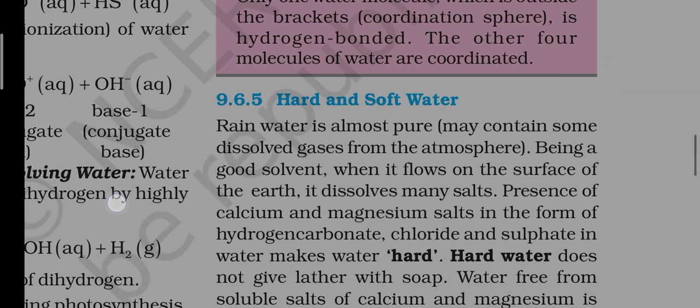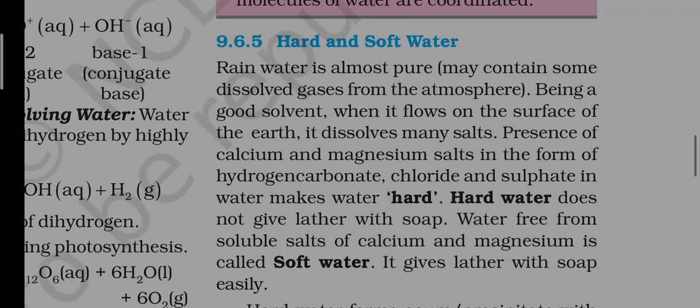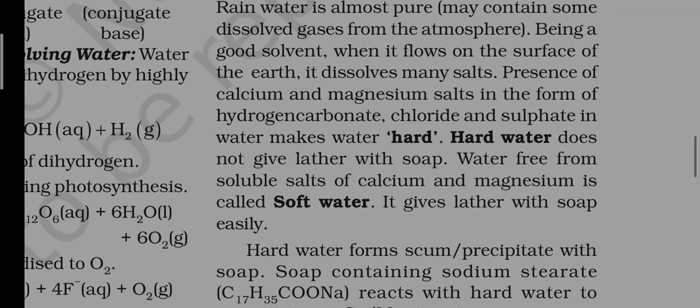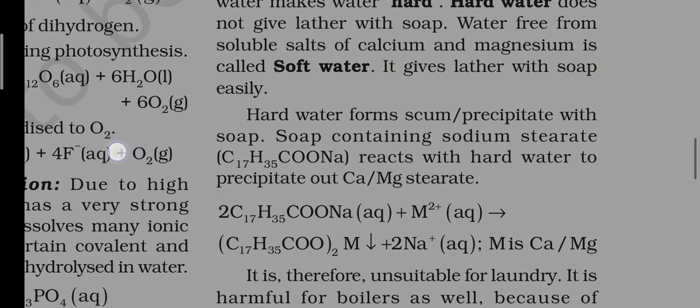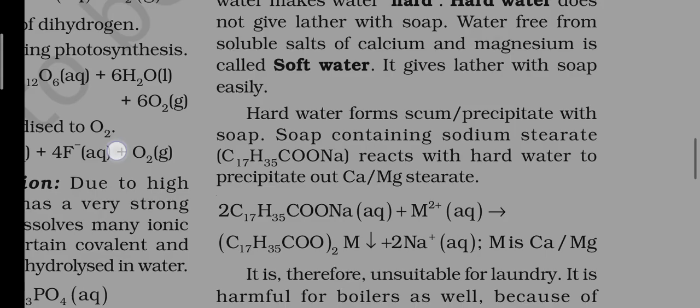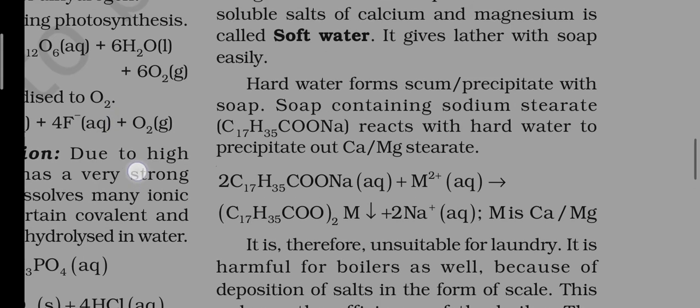Next is hard and soft water. Rainwater is almost pure. Being a good solvent, when it flows on the surface of the earth, it dissolves many salts. Presence of calcium and magnesium salts in the form of hydrogen carbonate, chloride and sulfate in water makes water hard. Hard water does not give lather with soap. Water free from soluble salts of calcium and magnesium is called soft water. It gives lather with soap easily.